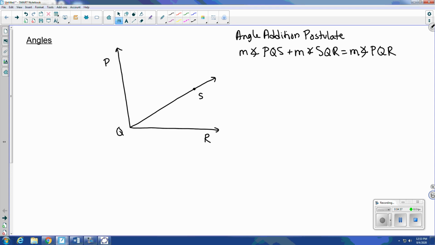And we can use this to figure out measures of subangles. If I know the entire angle's measure and I know one subangle, I can find the other subangle using this basic idea.